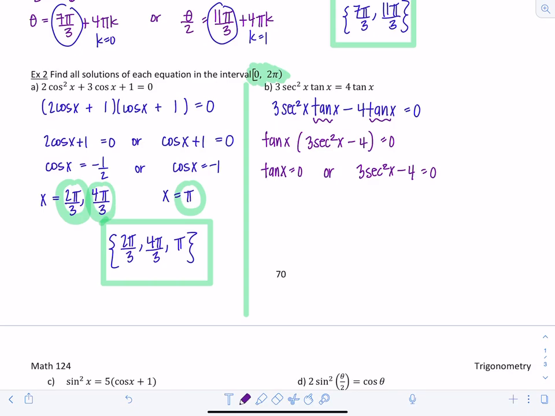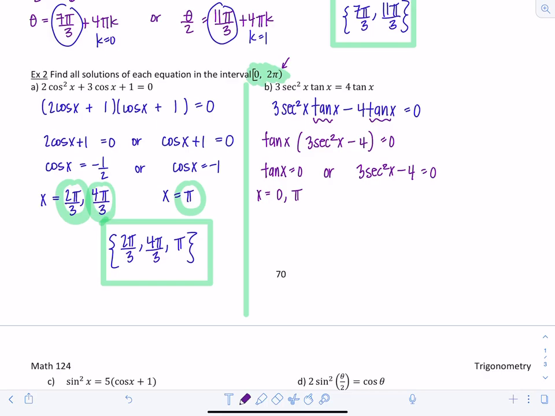Okay, so let's think here. When is tangent equal to 0? Well, tangent is sine divided by cosine. So anytime sine is 0, tangent is 0. So I'm going to list out 0, pi, and not 2 pi, because notice the interval here does not include 2 pi, but it does include 0. So I stop with those 2 values.